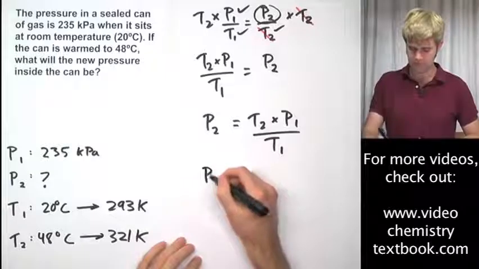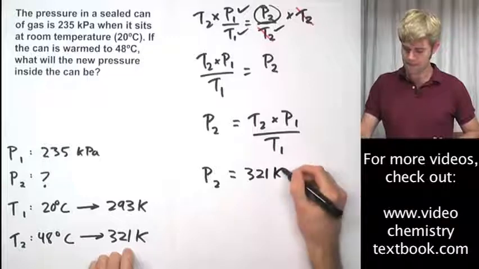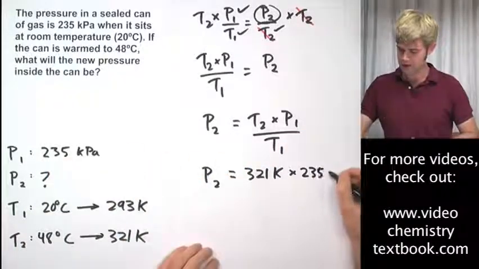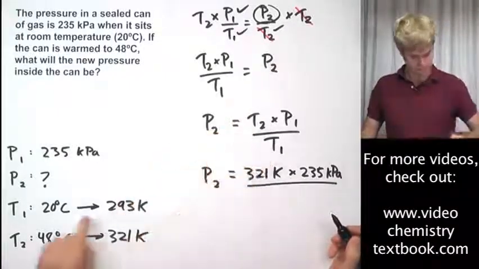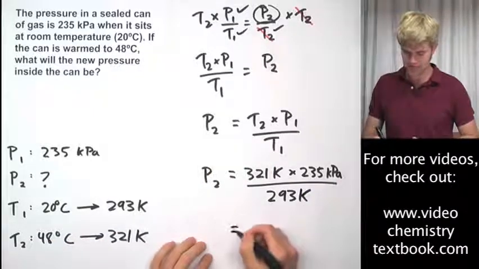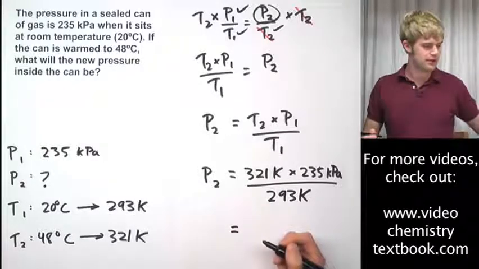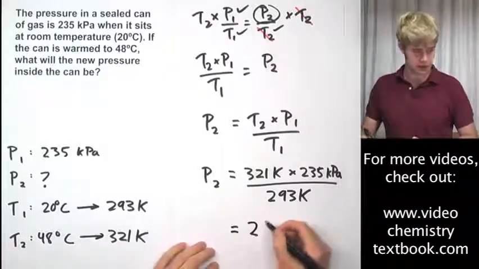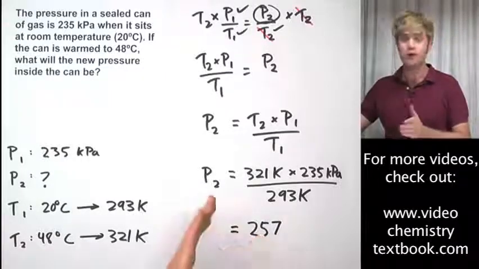Okay, so P2 equals T2, 321 Kelvin, times P1, 235 kilopascals, divided by T1, which is 293 Kelvin. Okay? So we go ahead, we plug that into our calculators, and the answer that we're going to get out, I'm going to round this to 3 significant figures, is 257.